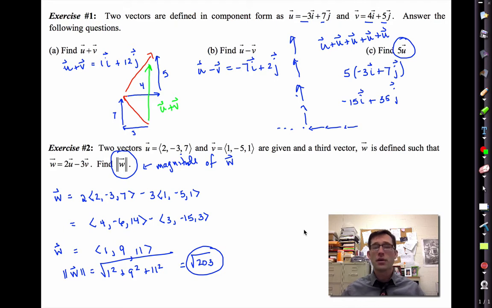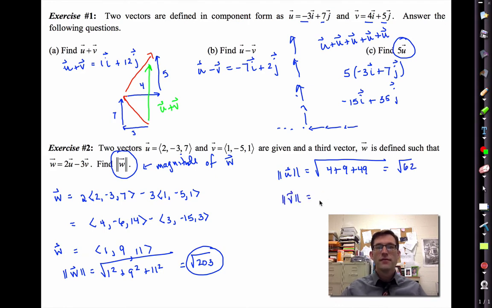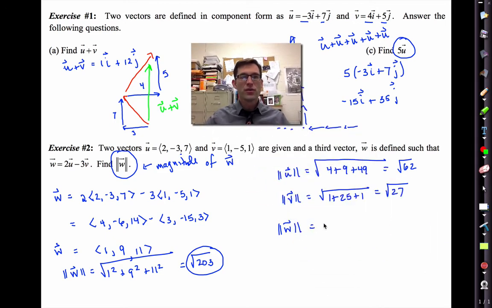On the other hand, here's what other people will do. Some people will do this. They'll go, well, all right, let me figure out the length of U. And they'll say, well, that's 4 plus 9 plus 49. So that's going to be 58, 62. Some people will then figure out the vector V, and they'll say, all right, that's 1 plus 25 plus 1 gives us root 27. And then they'll say, well, the length of W, therefore, must be equal to 2 times the length of U minus 3 times the length of V.